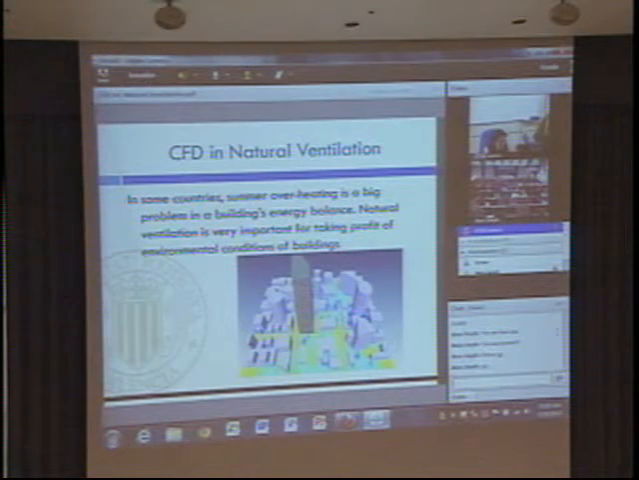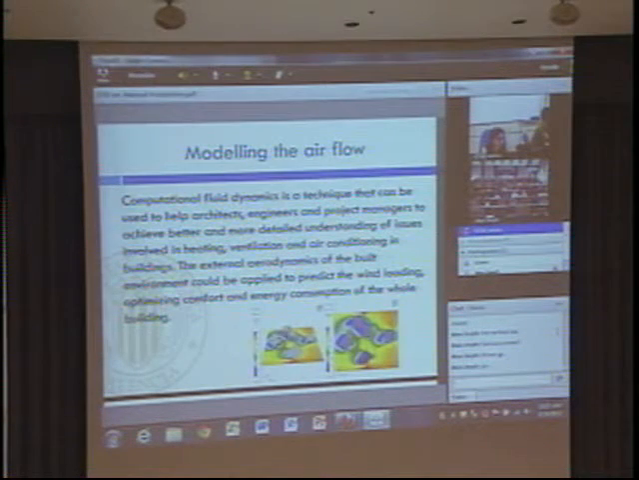In our particular country, we have some problems of energy balance. And natural ventilation gives us a possibility to take profit of the environmental conditions of the buildings regarding wind. In this particular case, we are speaking about modeling the airflow along the streets coming inside the buildings.